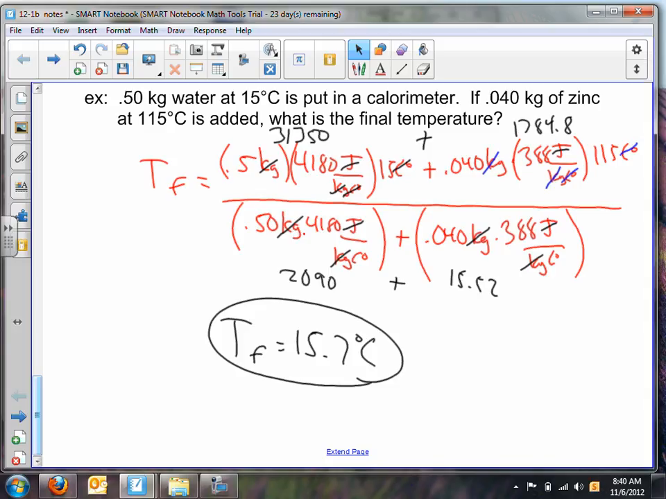What I would do is to try questions 7 through 10 on page 284, the practice problems. The answers are in the back of the book, so you can see if you did them right.